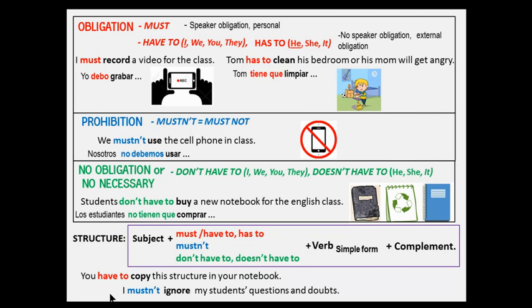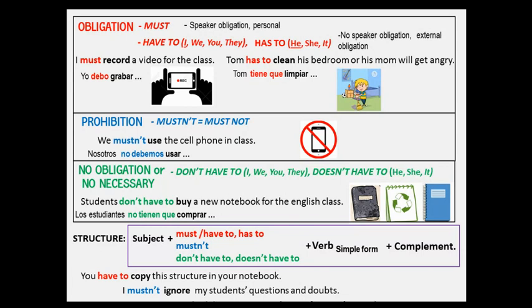I mustn't ignore my students' questions and doubts. Yo no debo de ignorar, ¿verdad? No debo de ignorar las preguntas de mis estudiantes. Es mi obligación atenderlos. Okay.